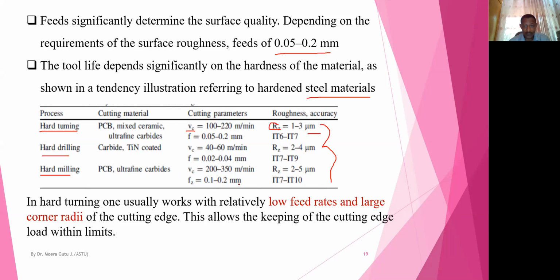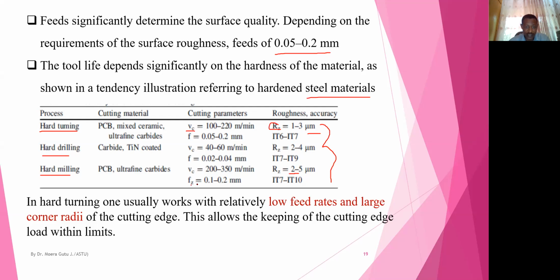When you compare, the surface finish is more smooth when you are using hard turning. It can be maximum up to 1 micrometer. Here it is up to 2 micrometer. The maximum is good in machining. The maximum is the smallest one here, small surface.